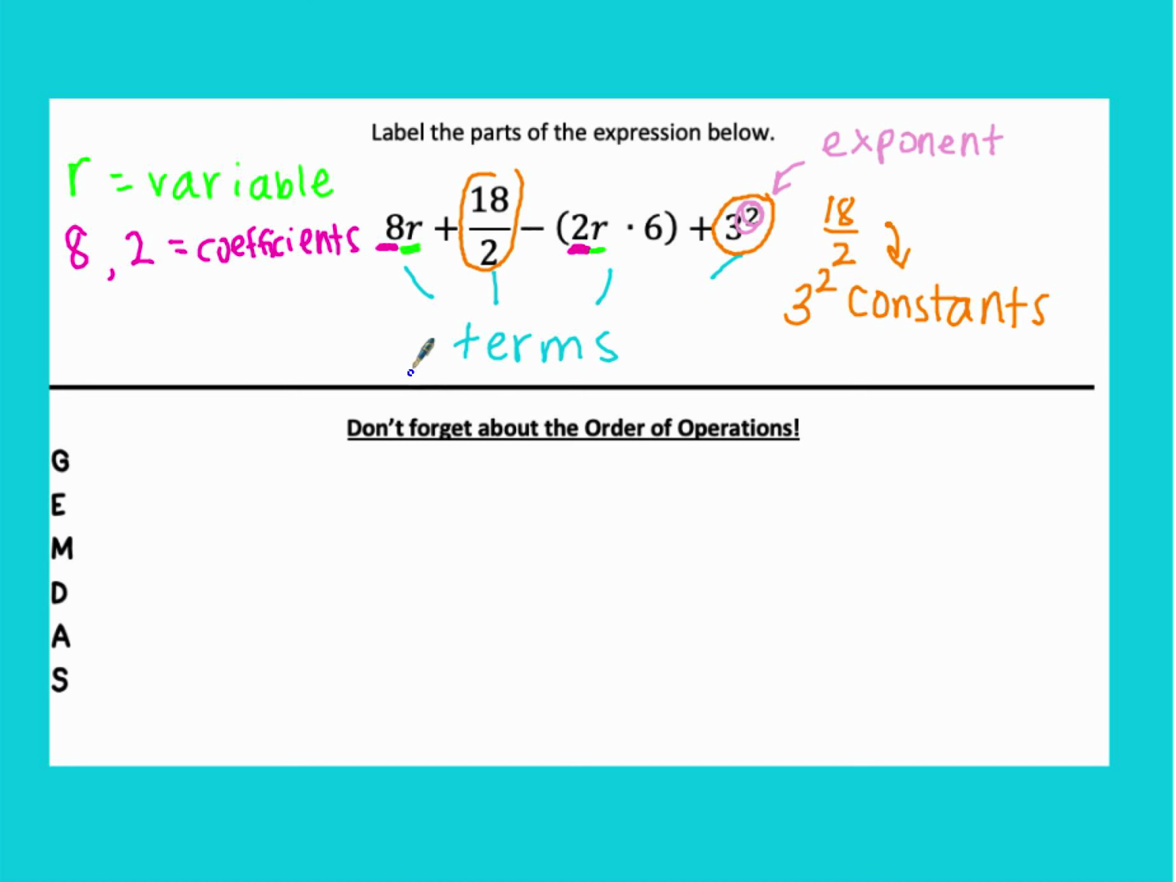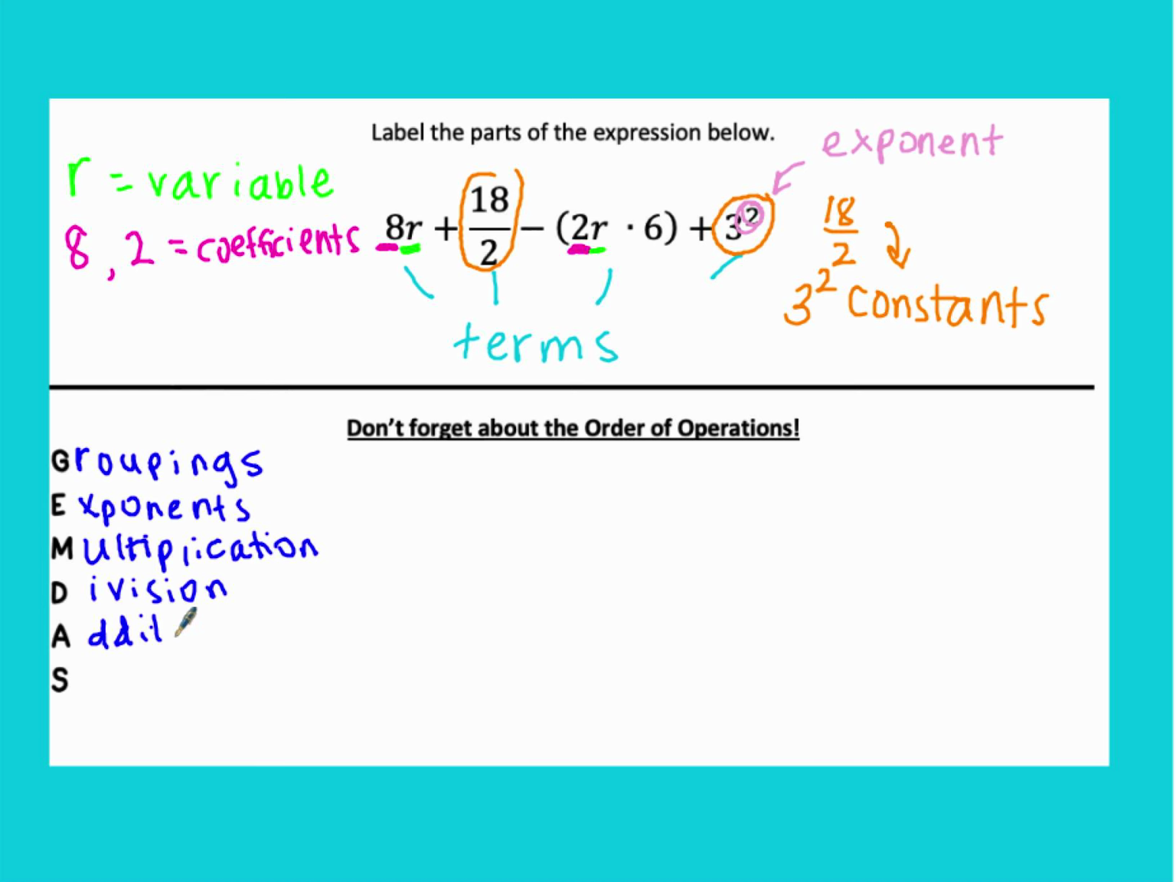So something that you also want to keep in mind for this topic is the order of operations. Whenever we're solving an expression or simplifying a problem, we have to think about the order of operations. GEMDAS is the way we remember it. G stands for groupings. E stands for exponents. M stands for multiplication. D stands for division. A stands for addition. And S stands for subtraction. So go ahead and fill those in just as a reminder. I know you've seen this before, but it's just a good thing to keep track of.